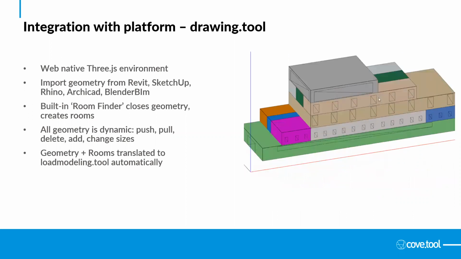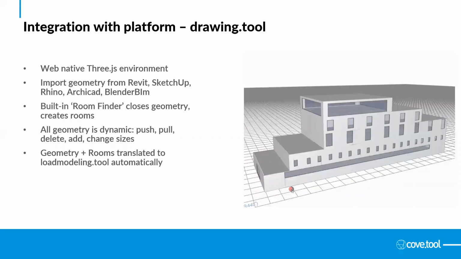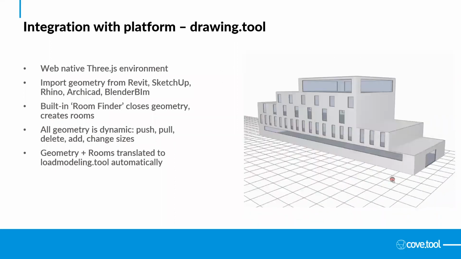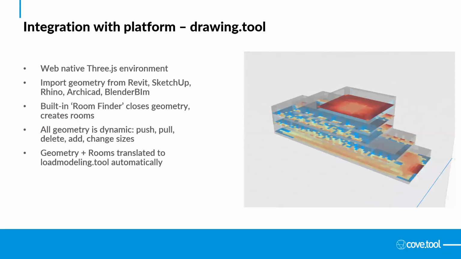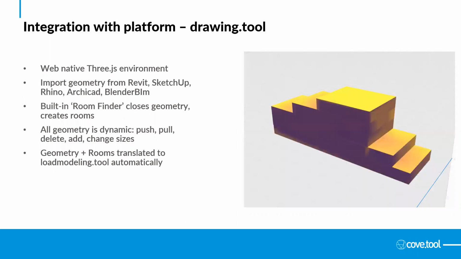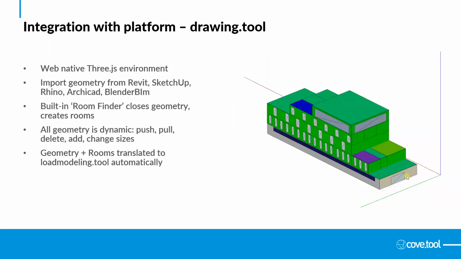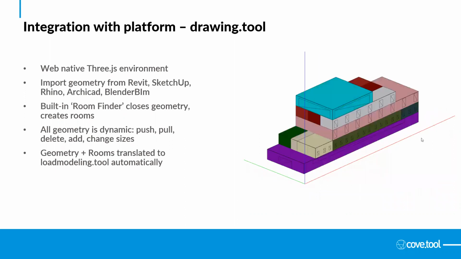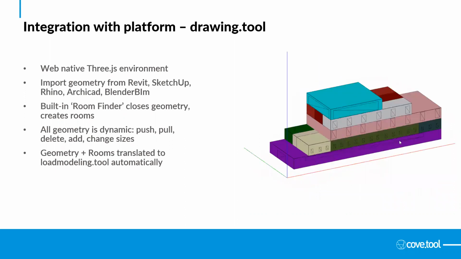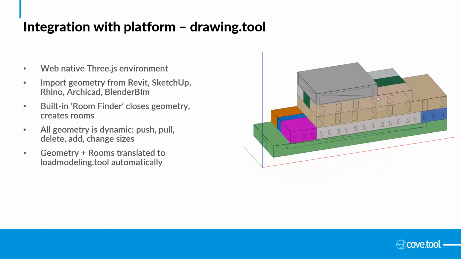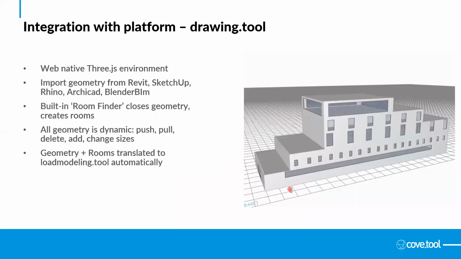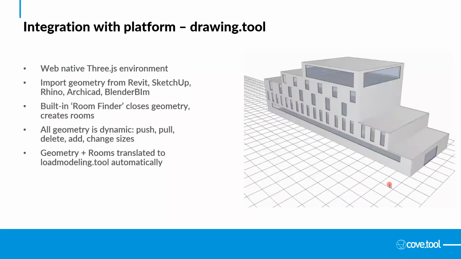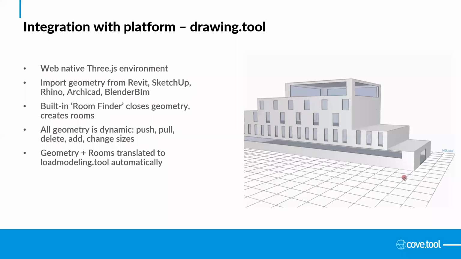Another great thing is all the geometry is dynamic. You can push, pull, delete, add, change sizes, add local shades, what have you, all within drawing.tool, and then send that to load modeling. So if you have edits you need to make, you can do it there, of course. And then the geometry plus the rooms is what's translated automatically into loadmodeling.tool. So we'll see later on, every single surface can have a unique performance. So you'll start with a very good starting point and can customize it from there. So a lot of great integration and customization there.